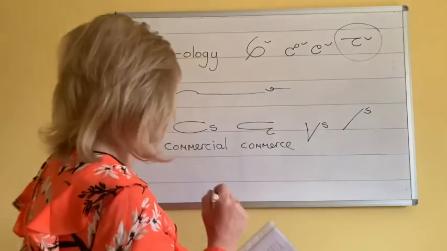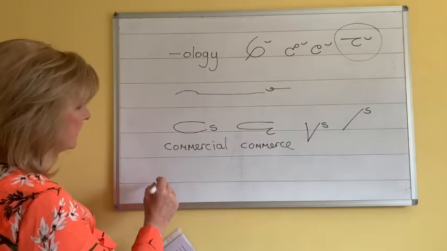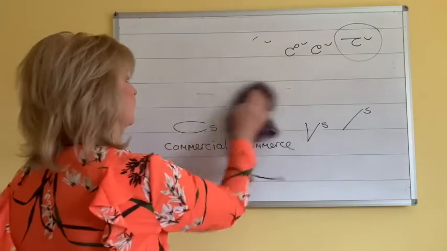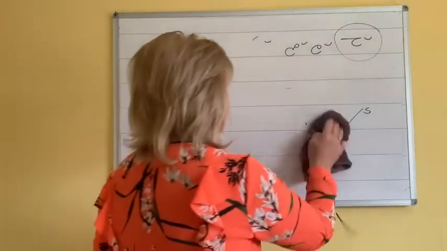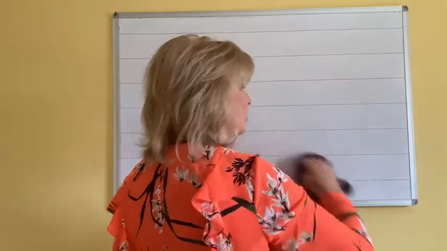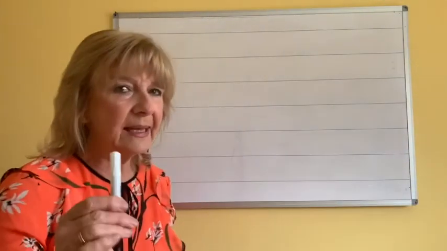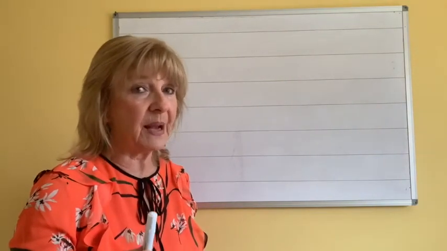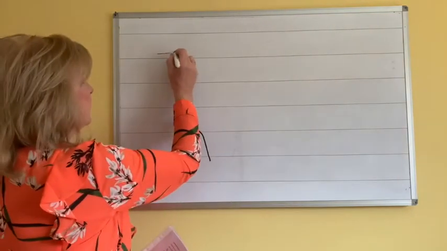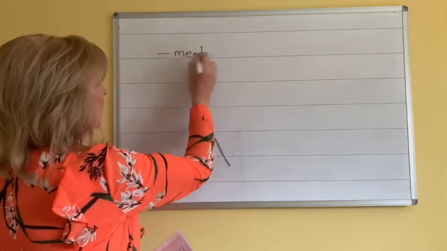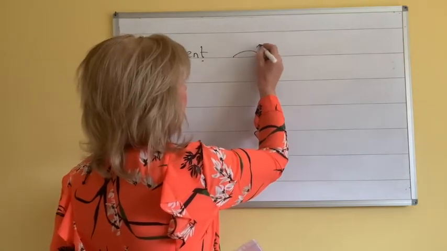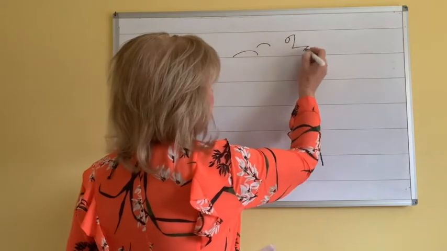Now, I've mentioned meant today, and that's the next one that we're going to look at. I'm going to clean the board so that it's a fresh board for meant. So any word that ends in M-E-N-T, just like when we did shun and we wrote the N of the most common spelling of shun, T-I-O-N, we wrote the N on the T line. Any word that ends in meant, we're going to write that M on the T line. So moment, sentiment.